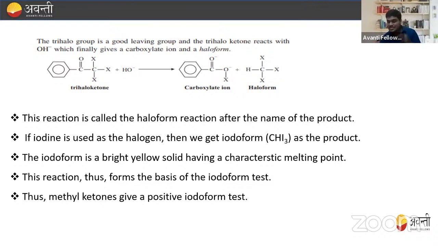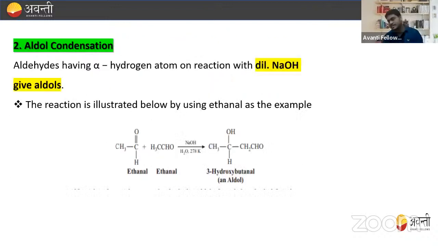Now, if iodine is used as the halogen, then we get iodoform, right? Iodoform is a bright yellow solid having a characteristic melting point. This reaction forms the basis of the iodoform test. A methyl ketone gives a positive iodoform test. Now, this next one is going to be very important: the aldol condensation.